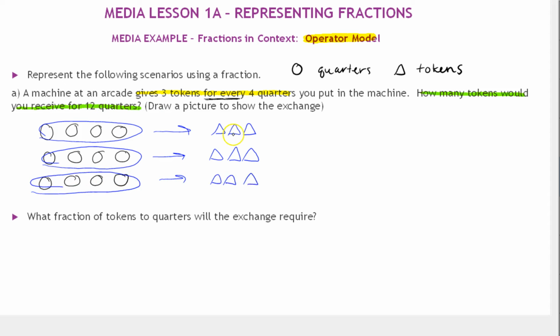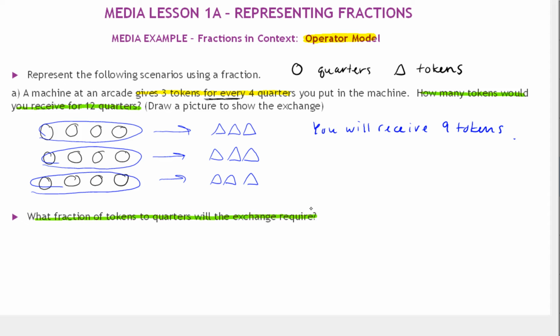So the answer to this question is, how many tokens would you receive for 12 quarters? Well, notice you'd get 3, 6, 9 tokens. So you will receive 9 tokens. And now here we're asked, what fraction of tokens to quarters will the exchange require?